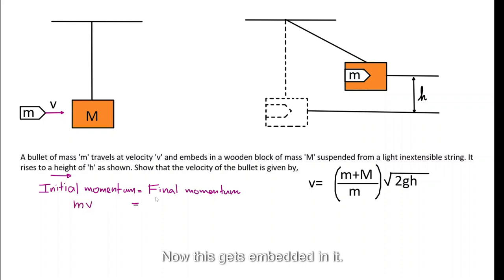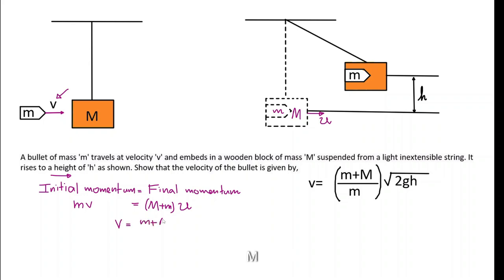Final momentum, now the bullet gets embedded in it. So capital M here, lowercase m here. So the final mass is m plus M. Let's say the velocity at which it leaves after the collision is u. So (m + M) times u. Now, my question is to find this velocity v. So let's make that the subject. v is equal to (m + M) over m, where the m becomes a division, times u.